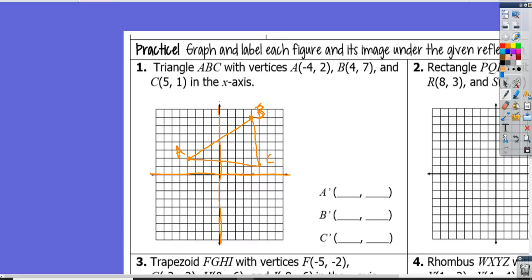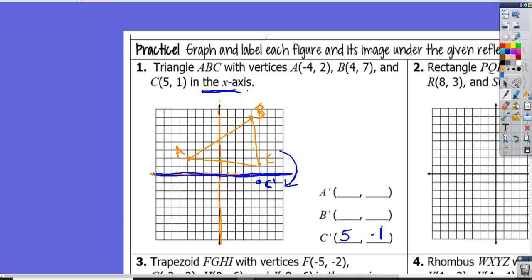Now I'm going to switch colors, and I suggest you do the same for your post-image. It wants a reflection over the x-axis. That means we're going to reflect over this line, so our shape's going to be down here. We are going to count how far away it is from this line of reflection. Then we're going to go on the opposite side and count that. So C is 1 away. I'm going to go 1 away and put my C. Now this is our new C, so we're going to put a little dash. If we look, that was 1, 2, 3, 4, 5, negative 1. So C' is 5, negative 1.